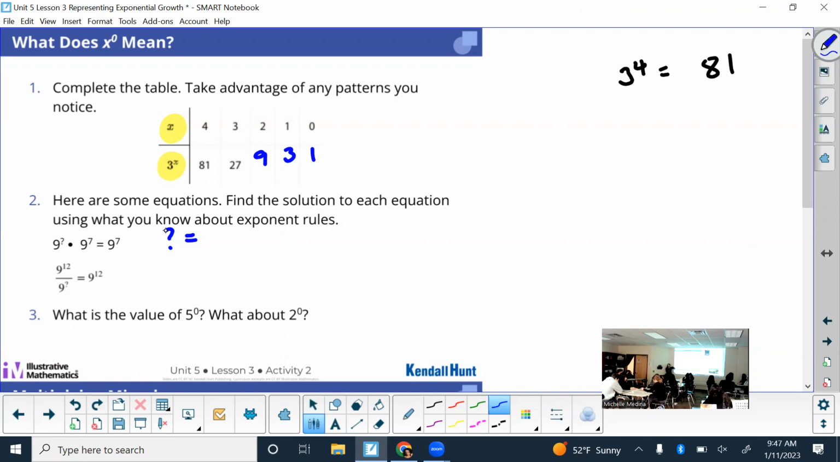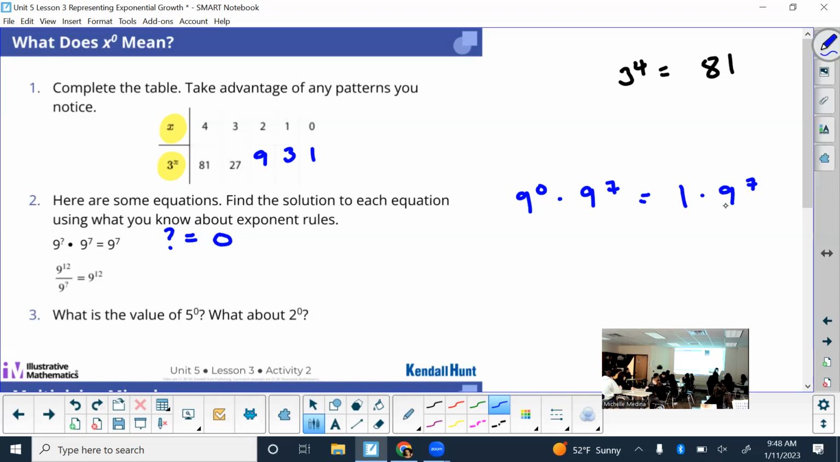Given what you know about exponents now, what would that question mark have to be if it's times 9 to the 7 equals 9 to the 7? 0. I said 0. Okay, 0. Anyone disagree with that? I agree. So let's see. 9 to the 0 times 9 to the 7. What's 9 to the 0 power equal? 1. And then times 9 to the 7.